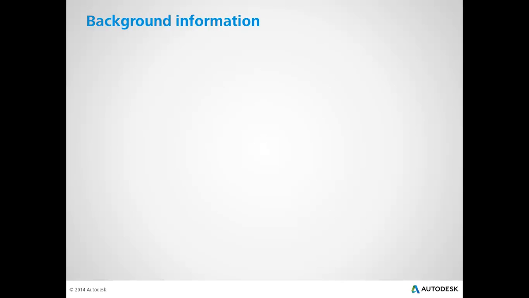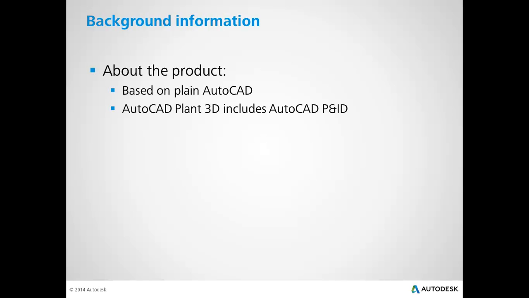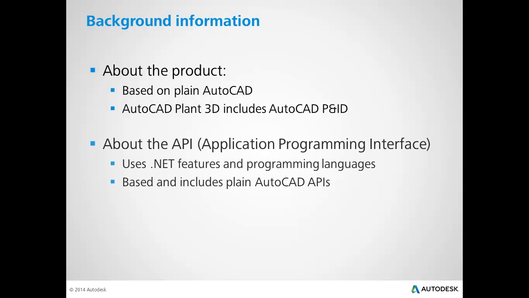Some background information. First, about the product. The Plant3D is based on plain AutoCAD, which means that you use all AutoCAD features. Also, Plant3D includes PNID, so if you install Plant3D, you have all PNID features. About the API, it uses .NET and includes all .NET features and programming languages. The API is based on and includes all AutoCAD APIs, which means that we can use all AutoCAD related APIs on any Plant3D plugin.